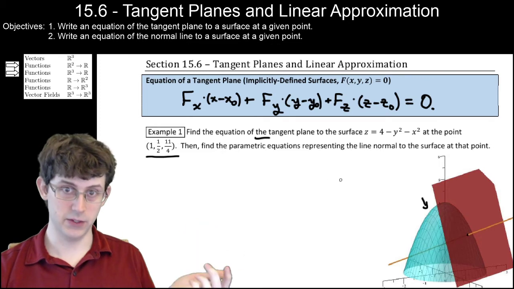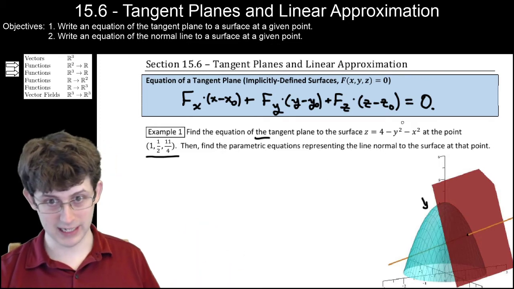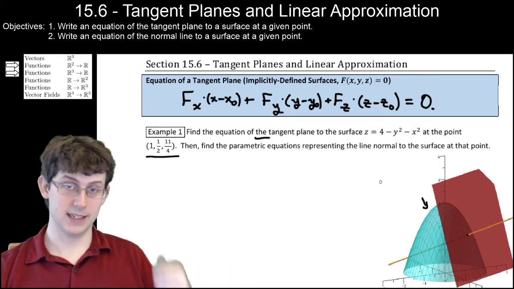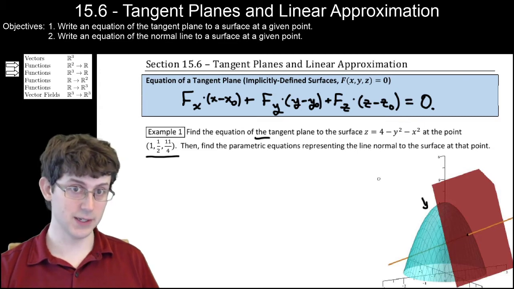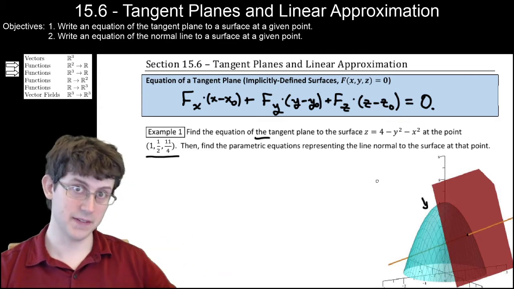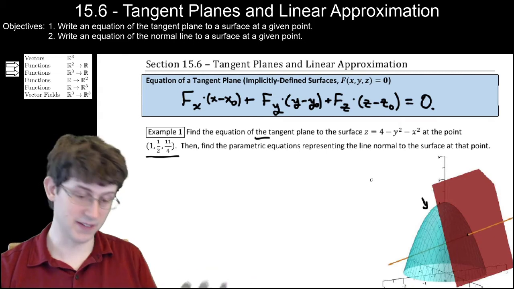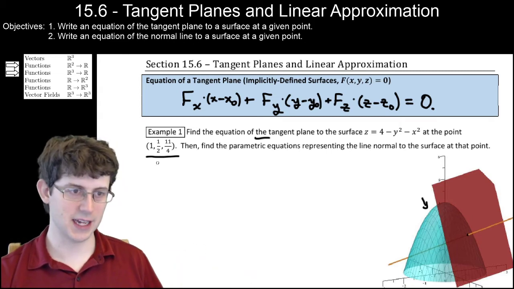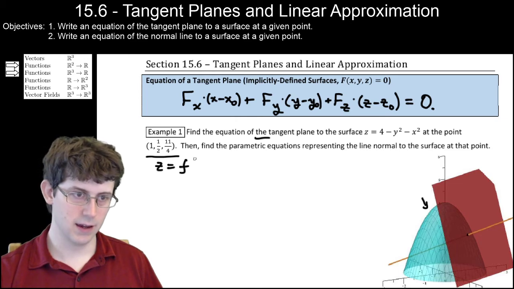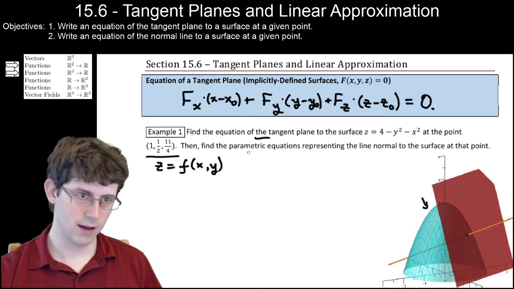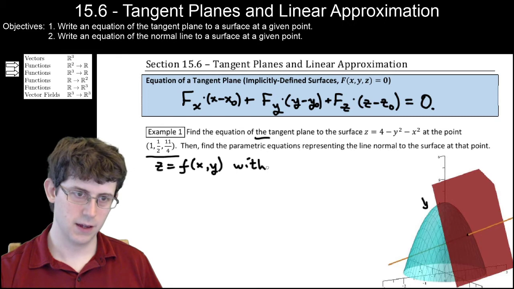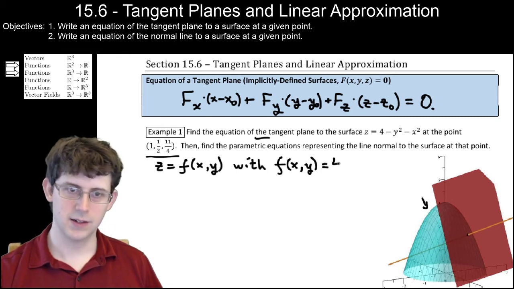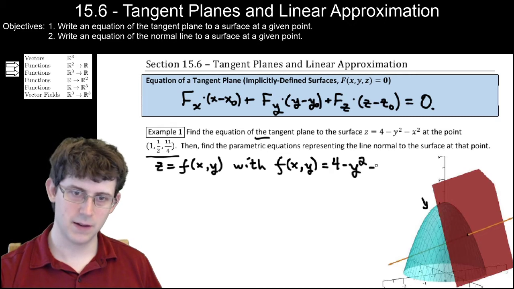Okay, well, all you do is you ask, how is my surface presented to me? Is it z equals a function of 2 variables? Or is it a function of 3 variables equals 0? Or if it's neither, which one can I turn it into the easiest? This one is z equals f of xy, with f of xy is 4 minus y squared minus x squared.